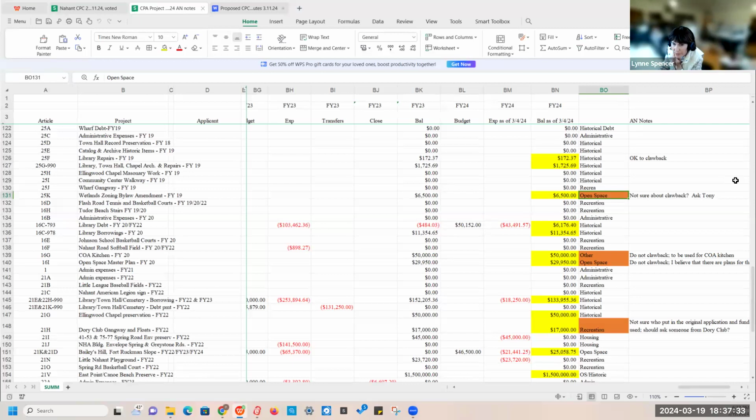We have some library debt. There's a small balance in that, and I'm not quite sure what that's about. So I'm going to check with Allison about that. There's two of these. One is $6,176, and the other one is $11,354. So if we can't apply those sums towards the bond costs, maybe we can look at clawing them back. But I will check with Allison about that.